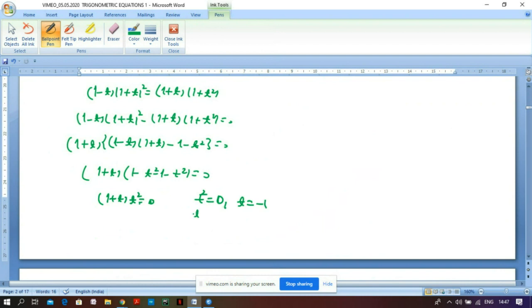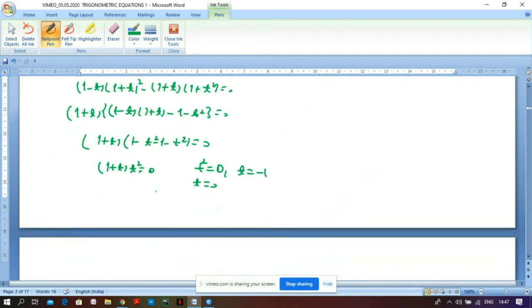Now t equal to 0 means tan θ is 0. And also you have got tan θ is negative 1. If tan θ is 0, then θ is nπ. If tan θ is minus 1, I can write this as tan of minus π over 4. And so I'll get θ is nπ minus π over 4.